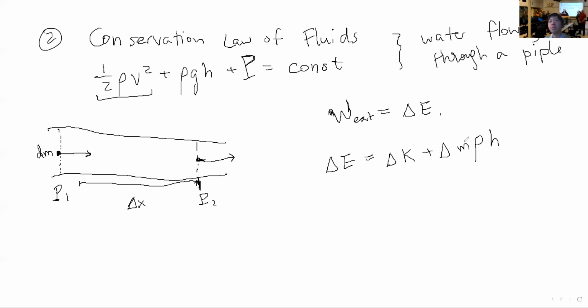Delta of... okay, no, it's delta of dm rho h, right? Okay, so what is this quantity here? Yeah, it's the potential energy, right? So what is m rho h? M rho h is equal to the buoyancy force times the density of the object, right?